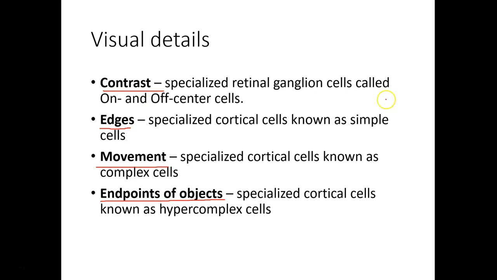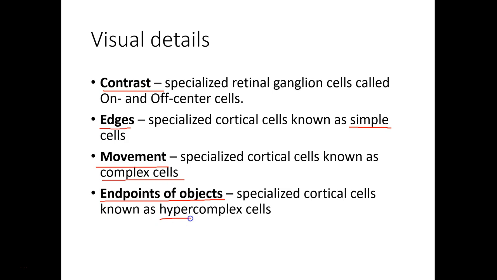Edges are detected by specialized cortical cells known as simple cells. They also respond to orientation of objects in our visual world. Movement is detected by complex cells, which are also found in the primary visual cortex. So these cells have tons of action potentials when objects move across our visual field.